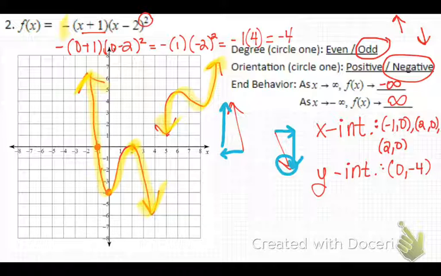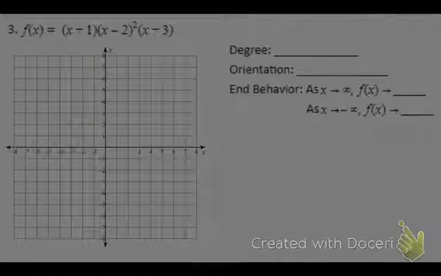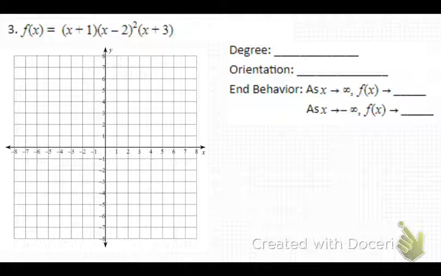Okay, can we do number 3 now? We're going to do number 3 now. We have 3 and 4, and then the rest of them are you tries, okay? Number 3. Can I circle the degree and orientation, or do I have to write it in? I have to write it in. So what is the degree of number 3? It's 4th degree, which is quartic, which is even.